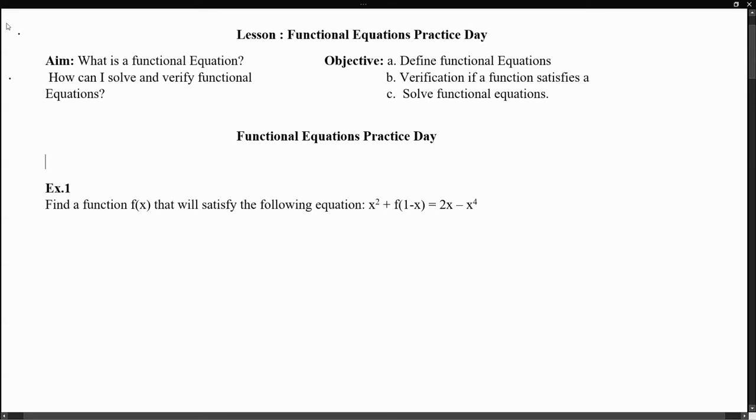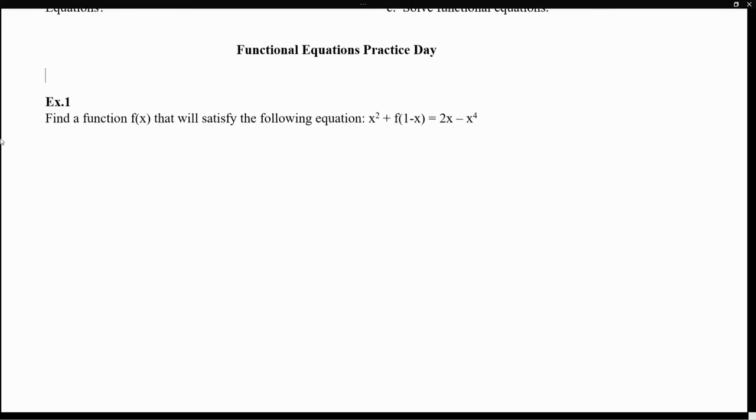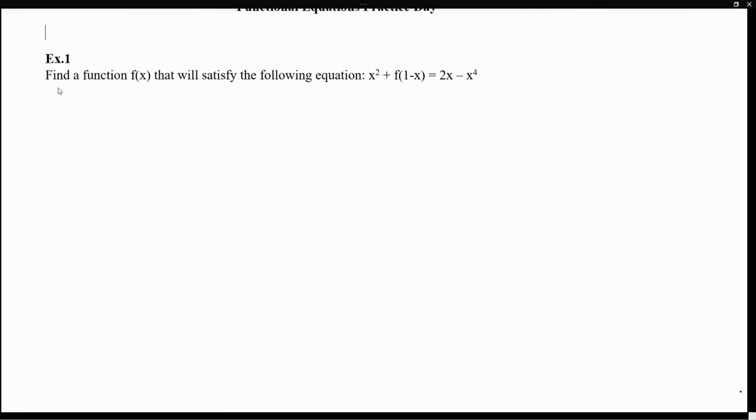Welcome. In this lesson, we will take a look at an extra example about how to solve functional equations. So let's get started. This is the example that we'll be working on today. It states, find a function f of x that will satisfy the following equation. And notice that this is a functional equation. So what exactly do we want to do here?